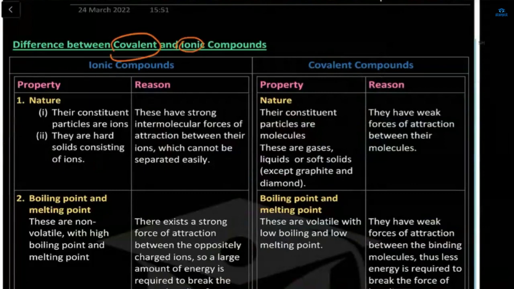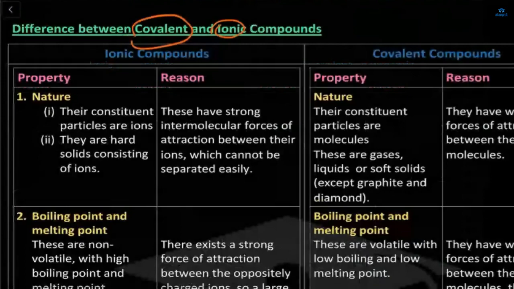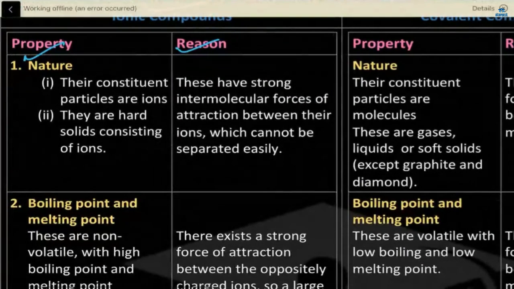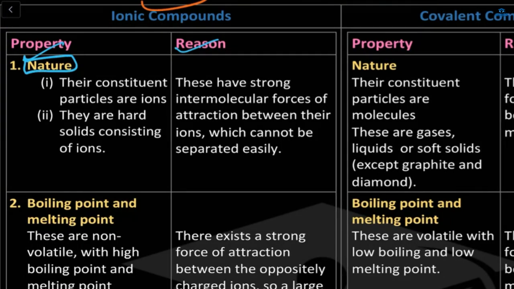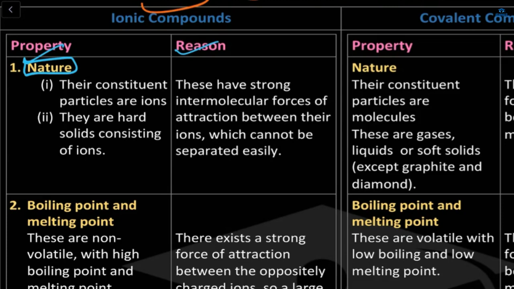Okay. Now, first of all, we will go through the ionic compound properties and nature. The first property of an ionic compound is the nature, meaning their constituent particles are ions and they are hard solids consisting of ions. Ionic means they will consist of what? Positive ions and negative ions. Okay? In nature, their constituent particles are ions. What is the reason behind that? They have strong intermolecular forces of attraction between the ions, which cannot be separated easily.